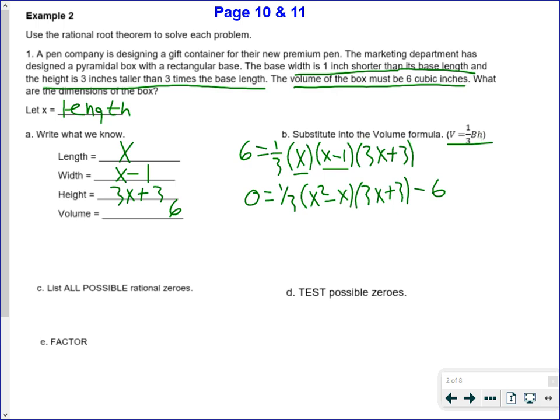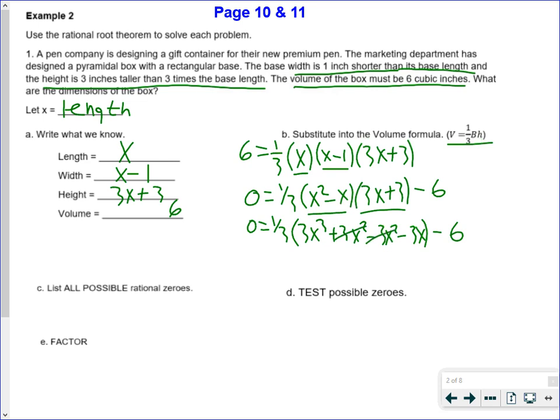So I moved over the 6, and now I'm going to multiply x squared minus x with 3x plus 3. So 0 equals 1/3 times 3x cubed plus 3x squared minus 3x squared minus 3x, all minus 6. So I'm just distributing everything out. Next, I'm going to add like terms. I can see 3x squared and negative 3x squared end up canceling.